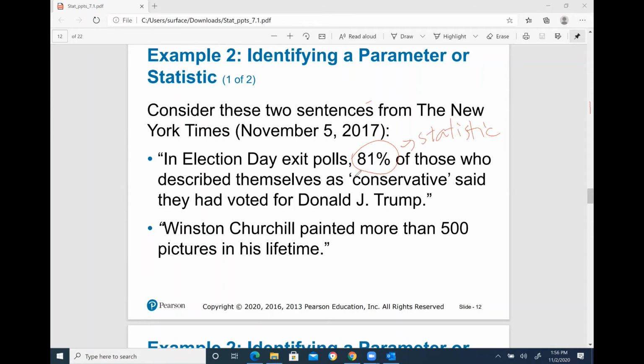The second example, they're talking about the artist Winston Churchill. He painted, we don't know exactly how many, but we know for sure it will be more than 500 in his lifetime. The word lifetime describes the entire population, the entire span of his life. The maximum that he painted would be more than 500. So this value here will be called a parameter.